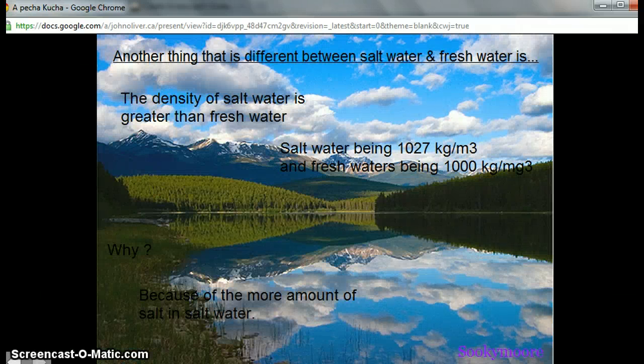Another thing that is different between saltwater and freshwater is the density of saltwater is greater than freshwater. As you can see, here's the density of saltwater and here's the density of freshwater. Why is saltwater denser? Because there's more salt in saltwater, which makes it heavier.